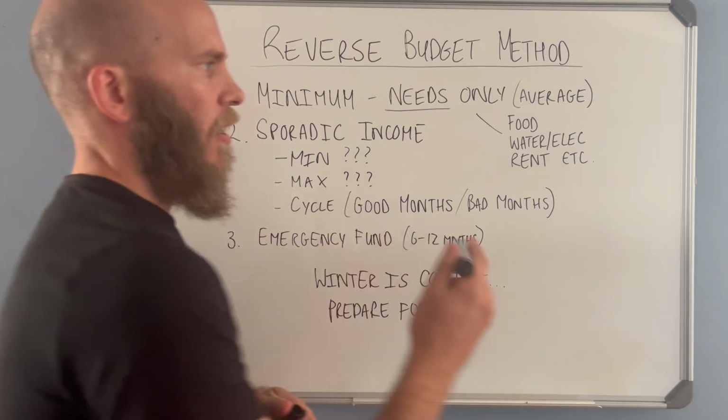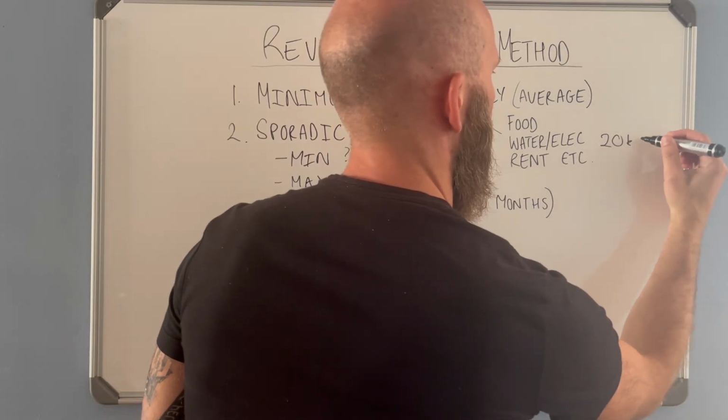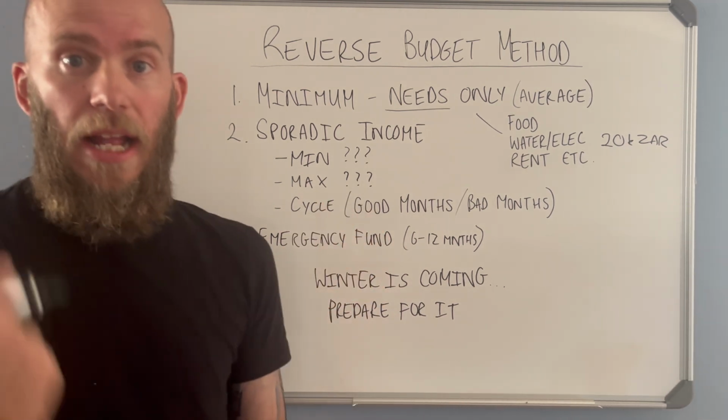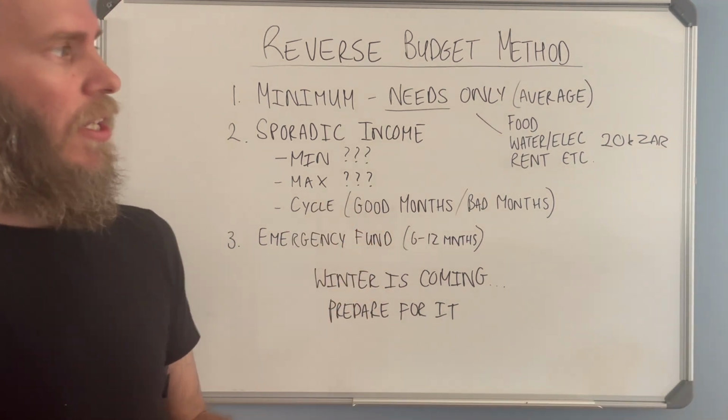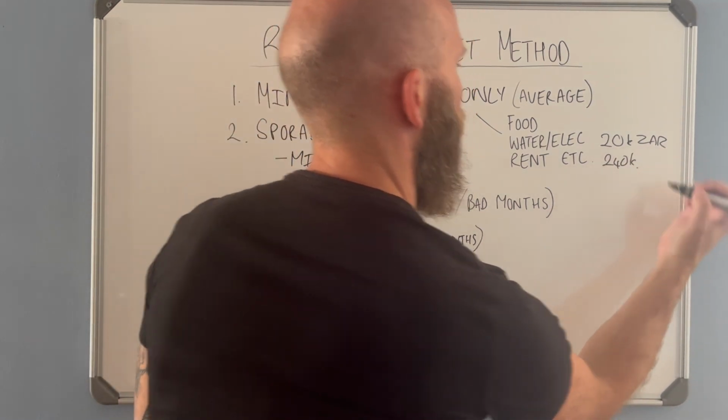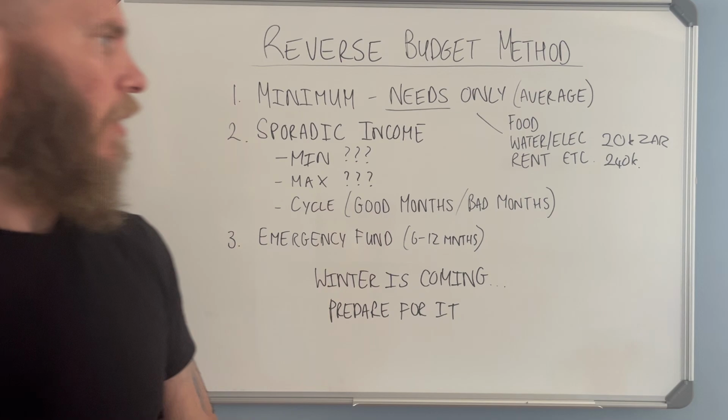So let's say it's 20K and that is ZAR. Okay, so that's what you need. That is step one. So over a year, you need 240K.